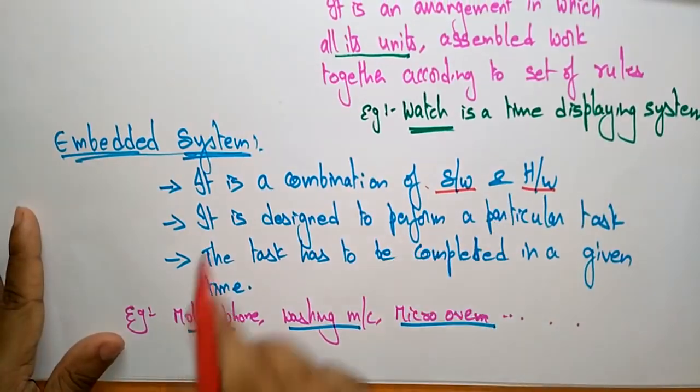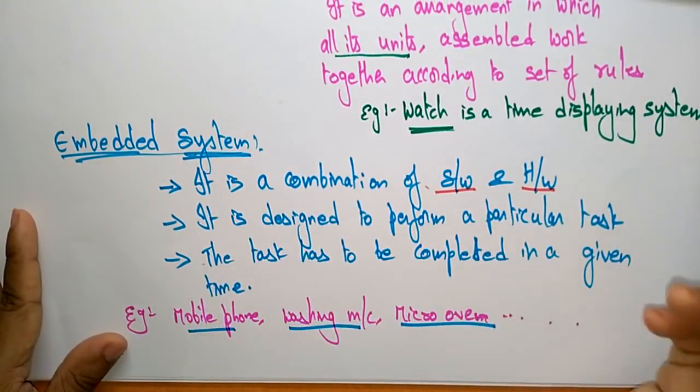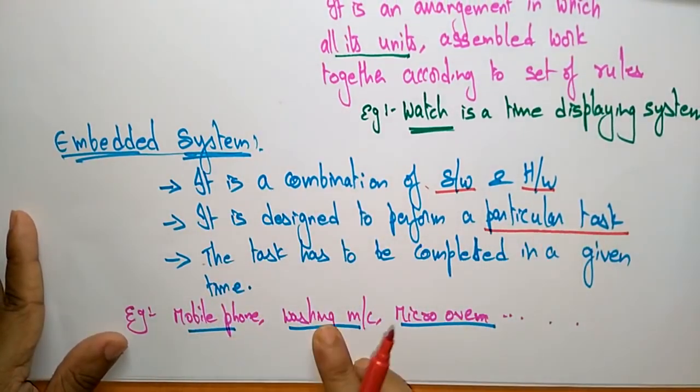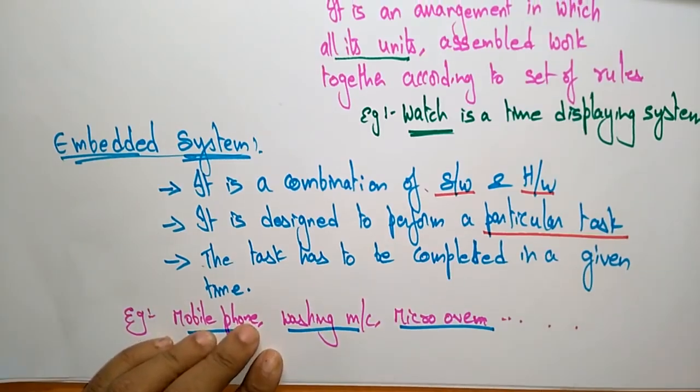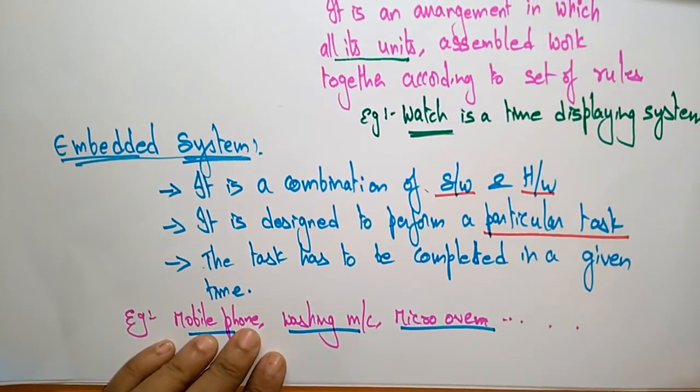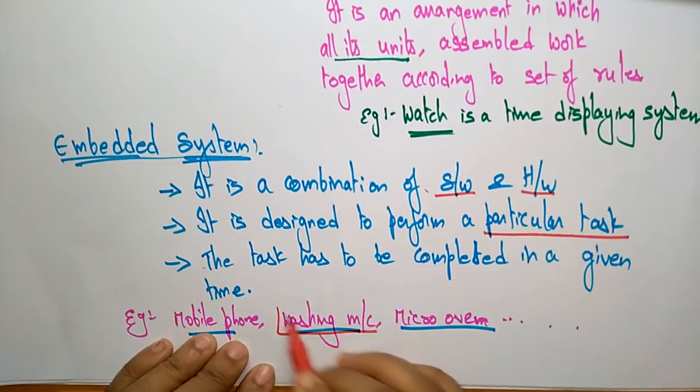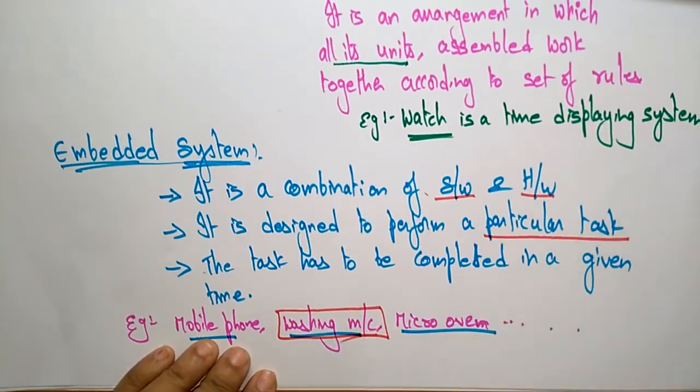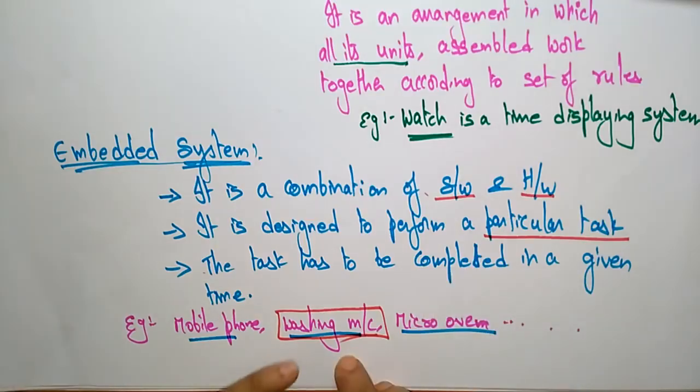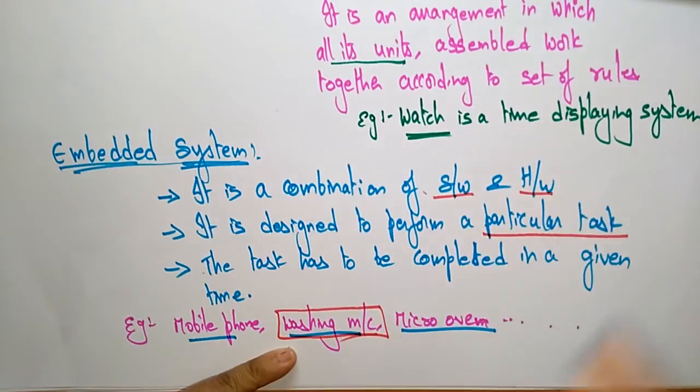And here I am saying it is designed to perform only a particular task. Whatever the system you have taken, that system works only to perform a particular task. So what will the washing machine do? The washing machine will perform only one single task. What is the task? It is used to wash clothes. That's it. So for washing clothes, what does it require? It requires hardware and software.